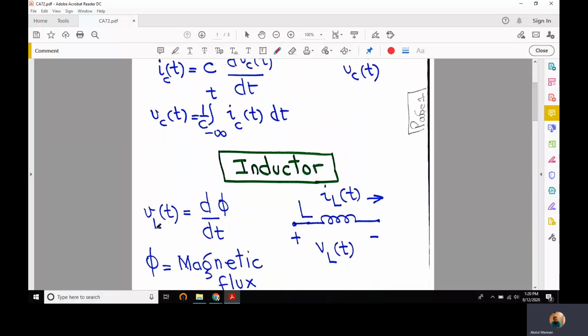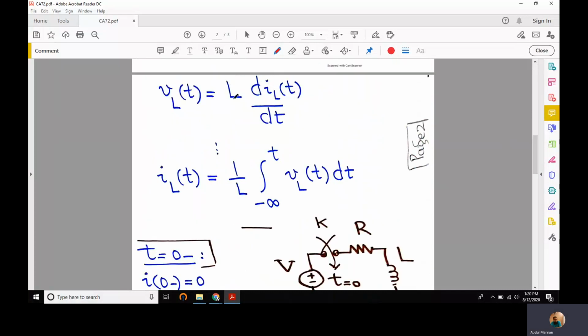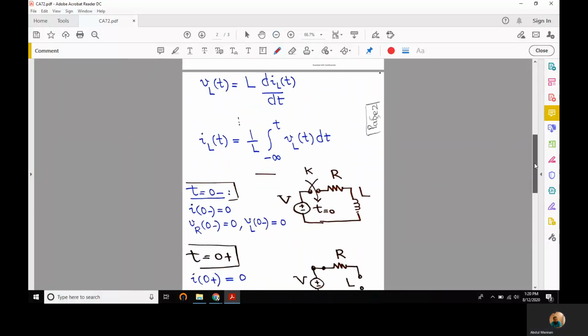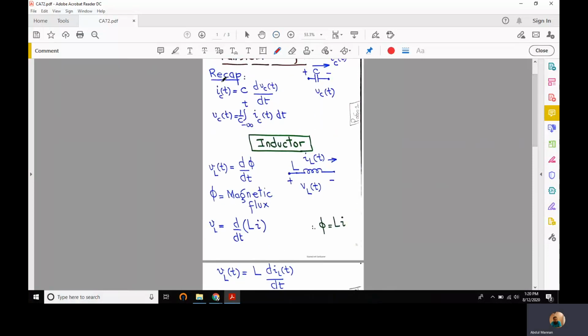We know that for an inductor, the voltage drop across an inductor is equal to the rate of change of flux, and we know that magnetic flux can be written as L times I. So the voltage drop across an inductor can be written as L times the rate of change of current. This expression is opposite to the expression we wrote for a capacitor. For a capacitor, the expression was i_C(t) is C times the time derivative of voltage. Here the voltage is equal to L times the time derivative of current. So these are opposite to each other.